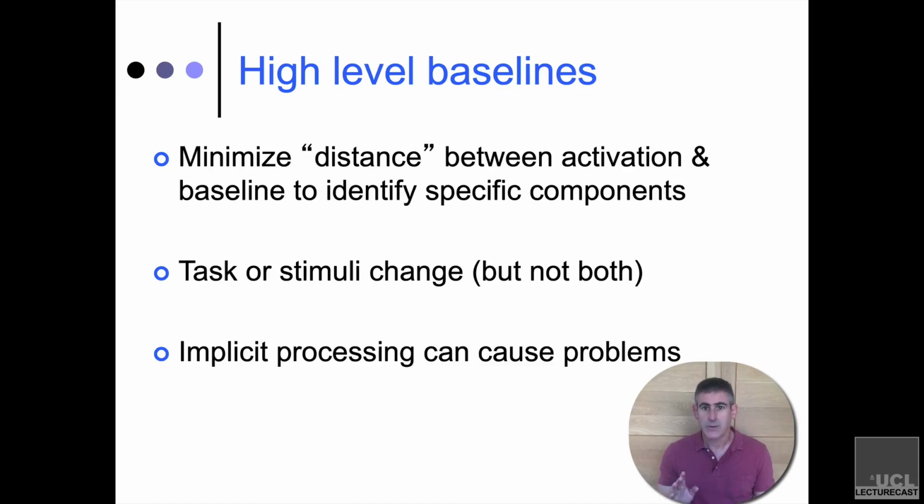In addition, what we have to worry about is implicit processing that you may not specifically be thinking about, because sometimes where it's very clear that there should be a difference according to some, for instance, psychological model, that doesn't necessarily mean the brain knows about your psych model and follows it.